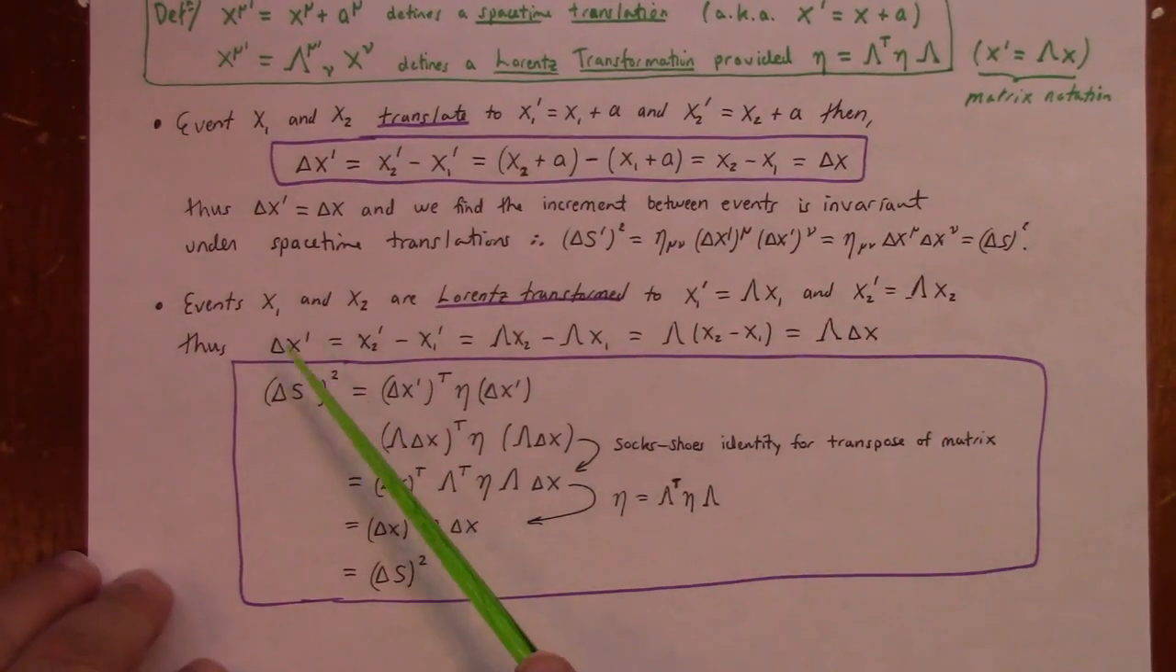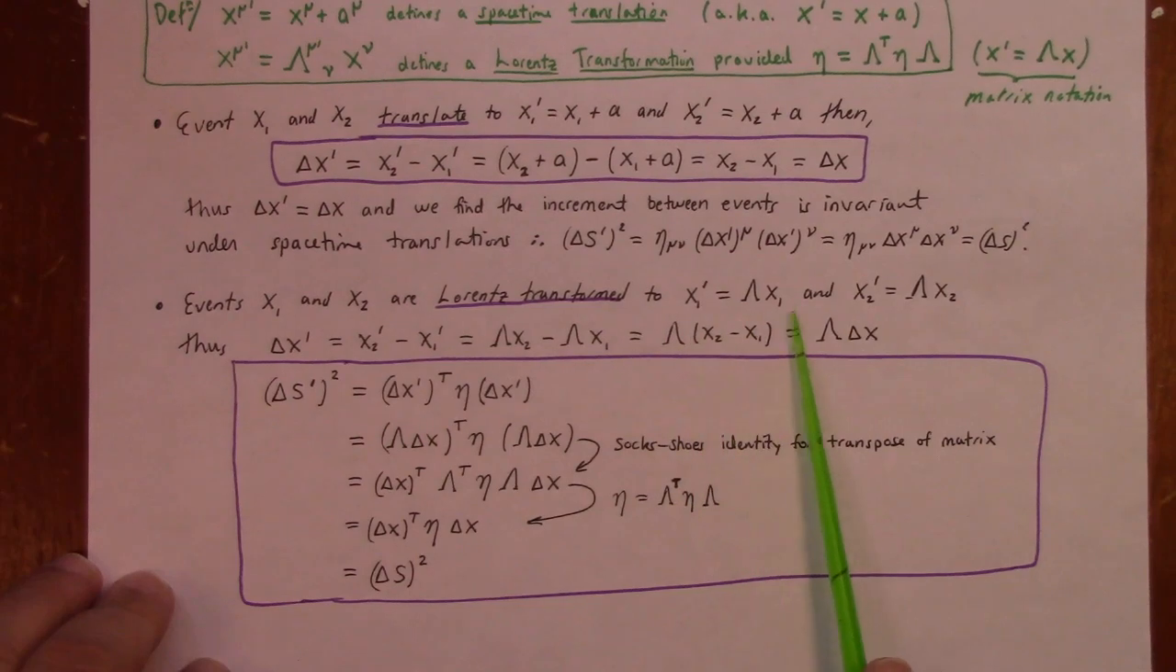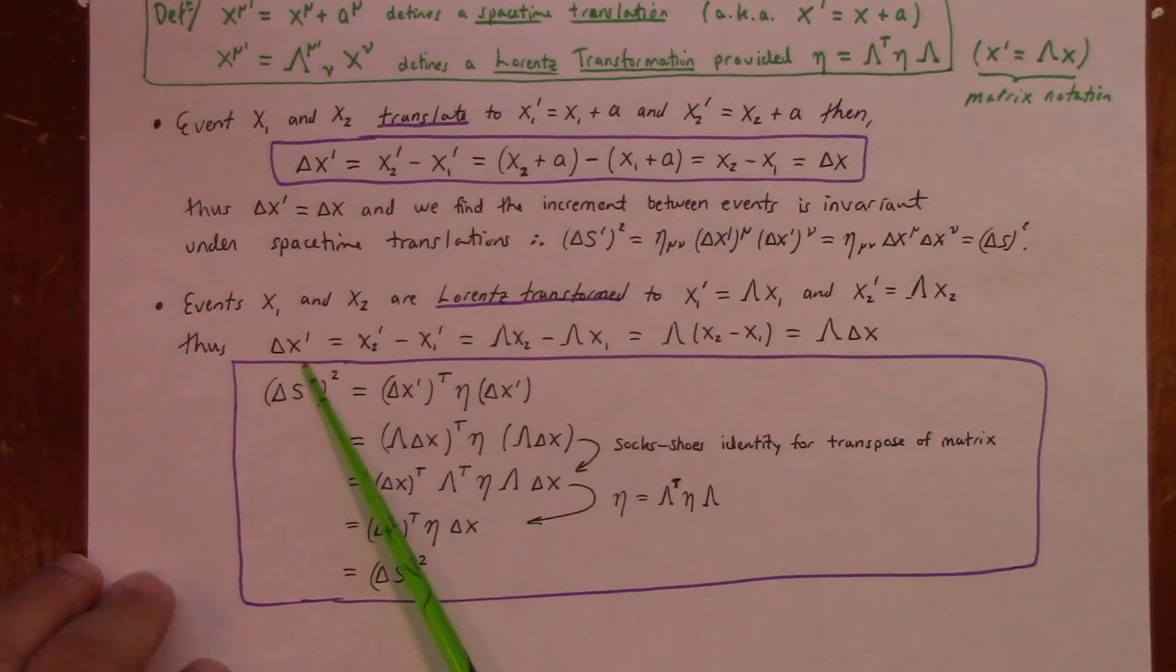Anyway, so what we got here? Events x2 and x1 are Lorentz transformed to this and to that. So if you look at the increment, you end up with this 4x4 matrix times the original increment, right? So the transformed increment is the Lorentz transformation of the increment, as it turns out. And so when you look at the invariant interval of the transformed increment, it's this, all right? And so by socks-shoes, that gives us increment transpose, Lorentz transformation transpose, the metric matrix, Lorentz transformation, increment again.